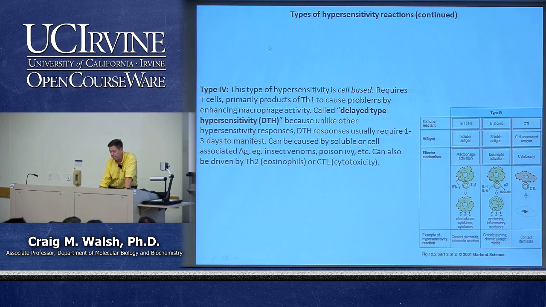And then finally, the type 4 reaction, which, as I mentioned, is cell-based. So it involves T cells, primarily the Th1 cells. It's also called delayed type hypersensitivity, or DTH.